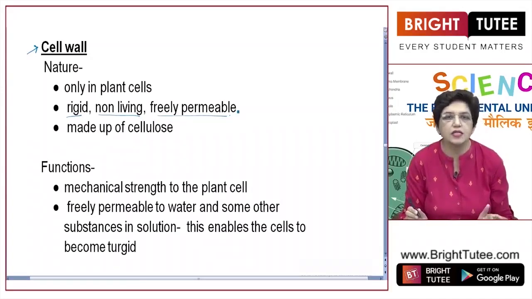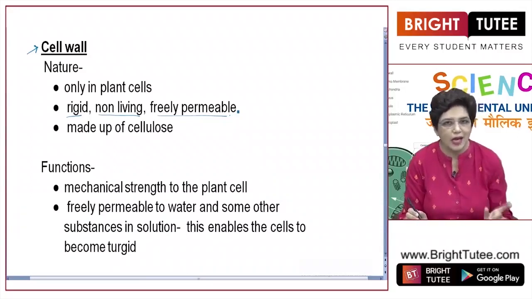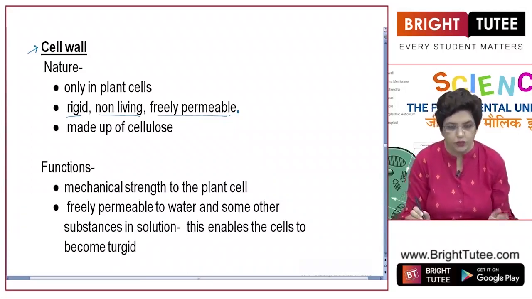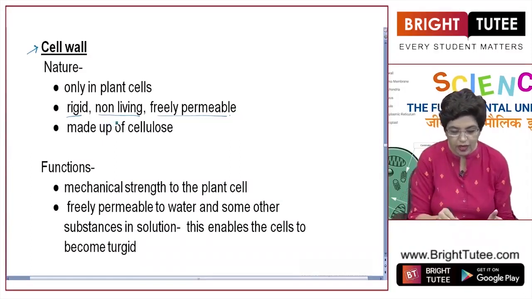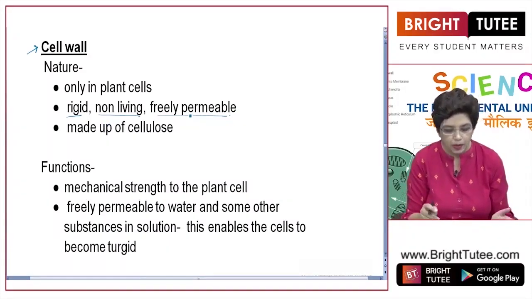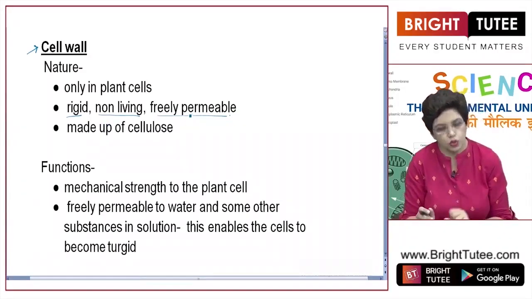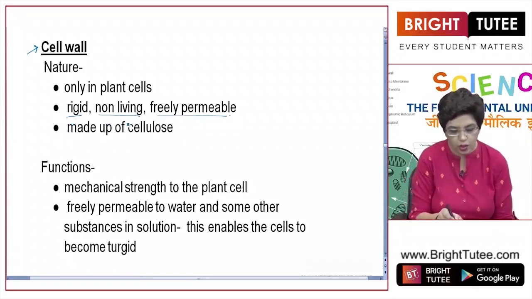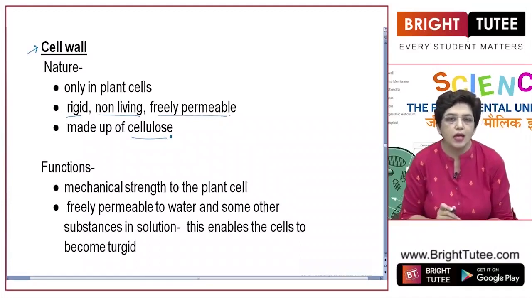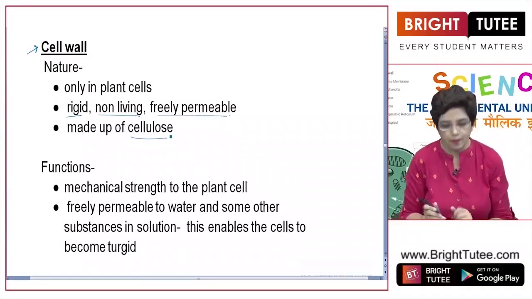So as you can see, it is different from the plasma membrane or the cell membrane. The plasma membrane, if you remember, was flexible, living, and semi-permeable. And the nature of the cell wall is totally different. It is rigid, non-living, and freely permeable. It is made up of cellulose. Cellulose is a complex fibrous structure which gives strength to the plant cell.